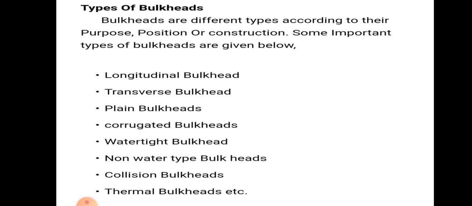The types of bulkhead. Bulkheads are of different types according to their purpose, position, or construction. They are longitudinal bulkhead, transverse bulkhead, plain bulkhead, corrugated bulkhead, watertight bulkhead, non-watertight bulkhead, collision bulkhead, and thermal bulkhead.